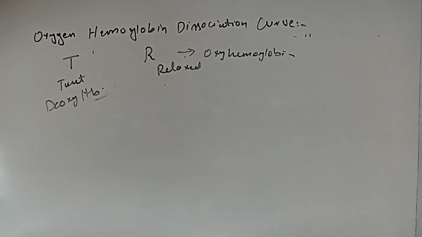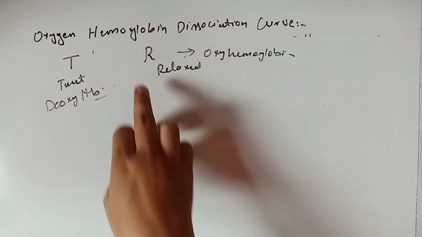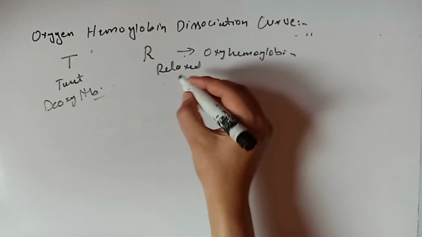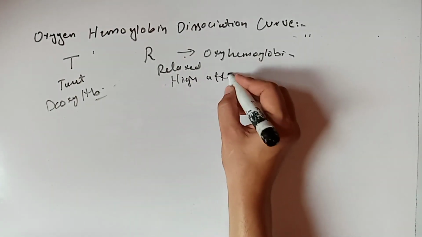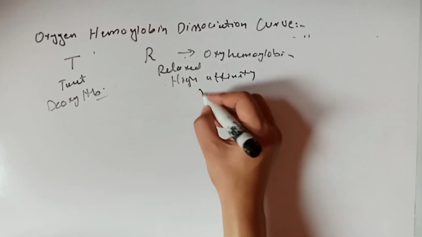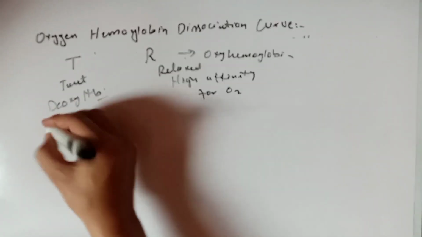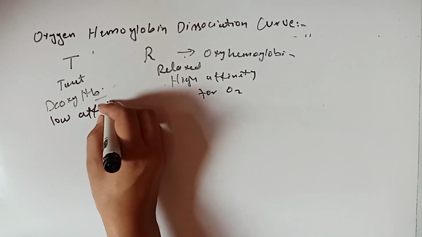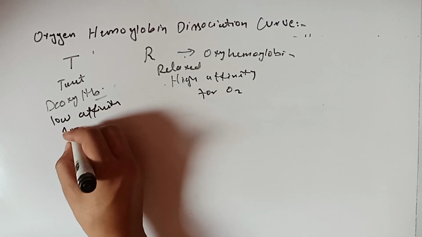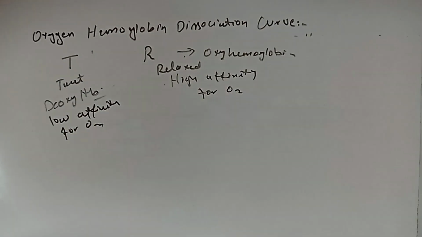So what does it mean? The relaxed form has high affinity for oxygen, it is bound to oxygen, while the tense form has low affinity for oxygen. These things we have discussed previously in the previous lecture.